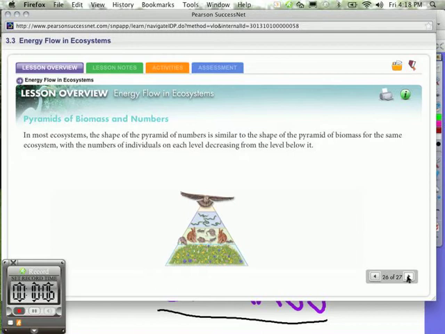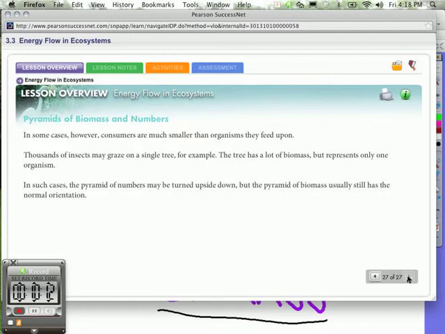In some cases, however, consumers are much smaller than the organisms they feed upon. Thousands of insects may graze on a single tree, for example. The tree has a lot of biomass, but represents only one organism. In such cases, the pyramid of numbers may be turned upside down, but the pyramid of biomass usually still has the normal orientation.